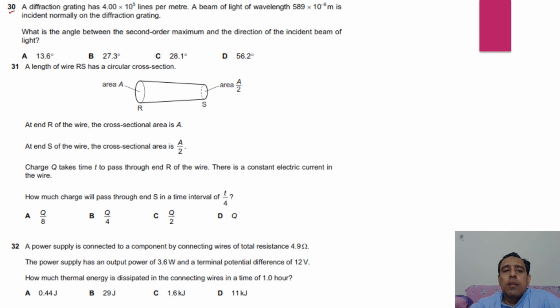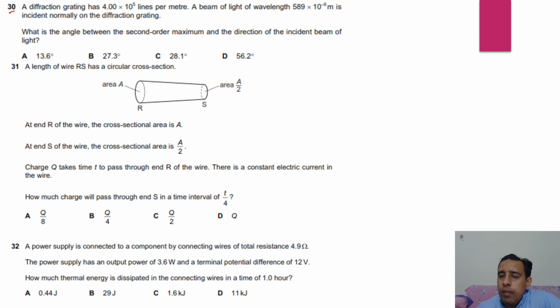In question number 30, the diffraction grating has 4 into 10 to the 5 lines per meter. A beam of light of wavelength 589 into 10 to the minus 9 meters is incident normally on the grating. What is the angle between the second order maxima and the direction of the incident beam?